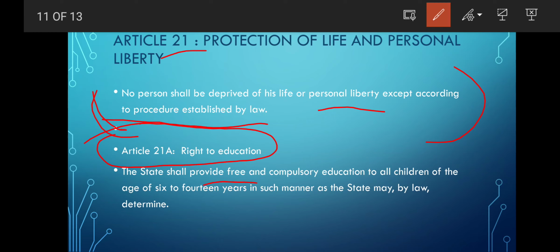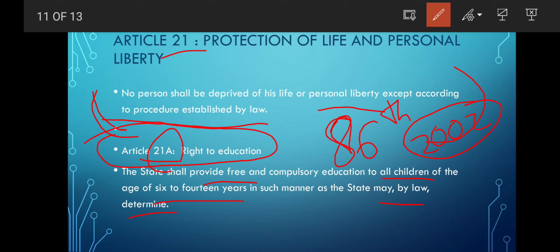Then in this Article 21, there is also Article 21A, which is the right to education. The state shall provide free and compulsory education to all children of age 6 to 14 in such a manner as the state may by law determine. Like we have this compulsory education for the kids. So a provision was made that elementary education has now become a fundamental right. But it doesn't say that higher degree education comes under this. And this provision was added because of the 86th Constitutional Amendment in 2002. So in 2002 this amendment was taken and this act was implemented.